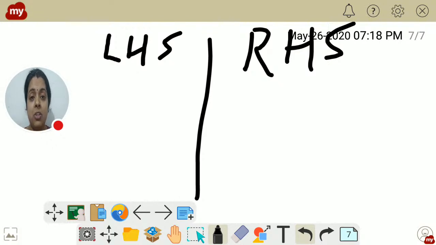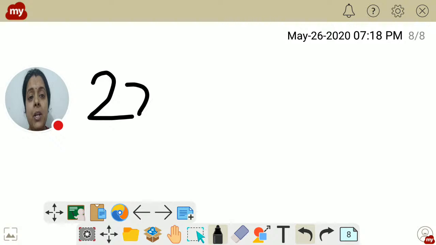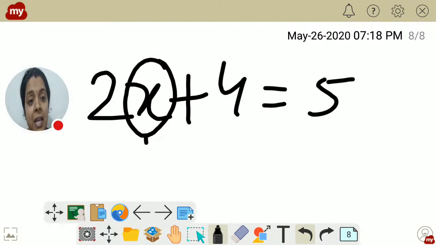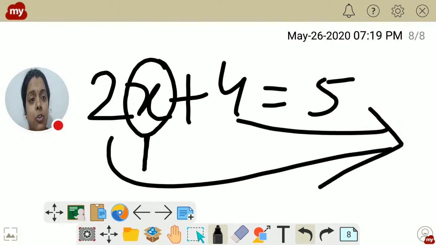Whenever we go for an equation, it has letters, it has numbers, and along with that it has the equal sign. Here, whenever we have to solve the equation, how can we solve it? Let me tell you first. If 2x plus 4 is equal to 5 is given, and I need to find the value of x, leave x here and everything else should go to the right hand side. Then only we can find the value of x.